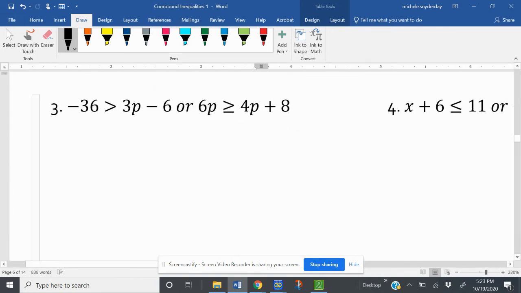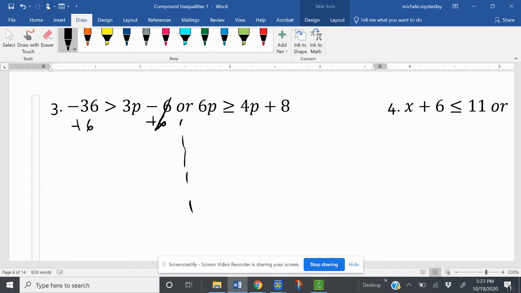Make it a little larger. So we've got our 2 problems. Let's see. So we'll add 6 on our first one. That goes away. -36 plus 6 is -30 is greater than. And we're left with 3p because the 6's went away.